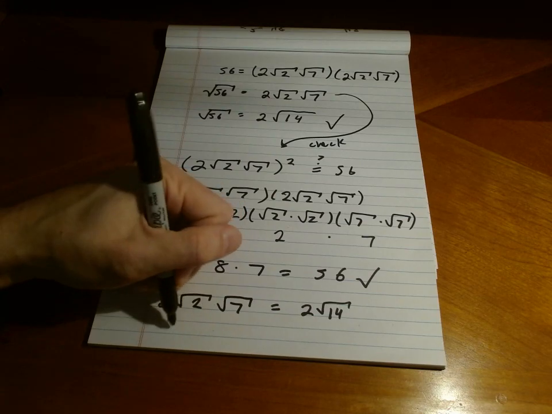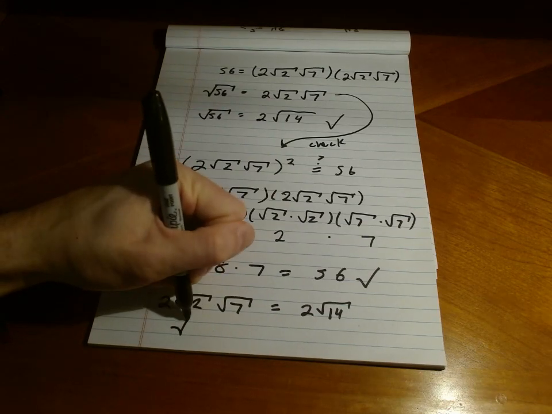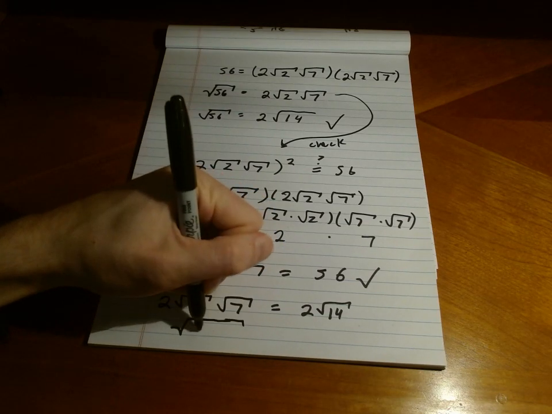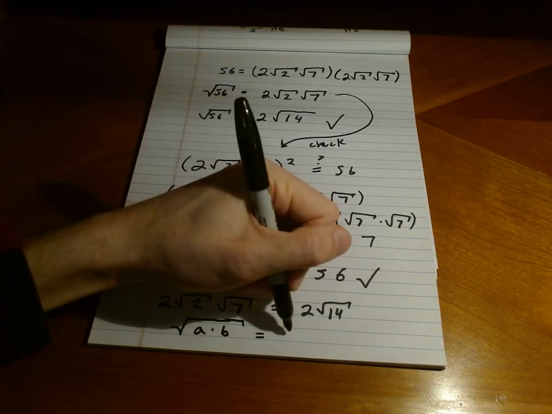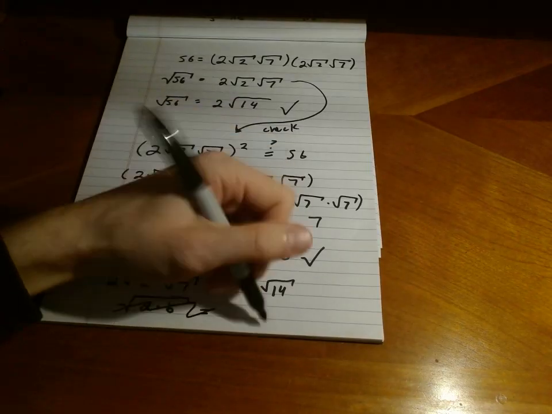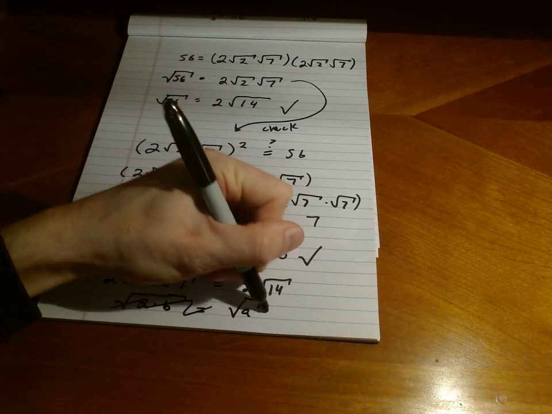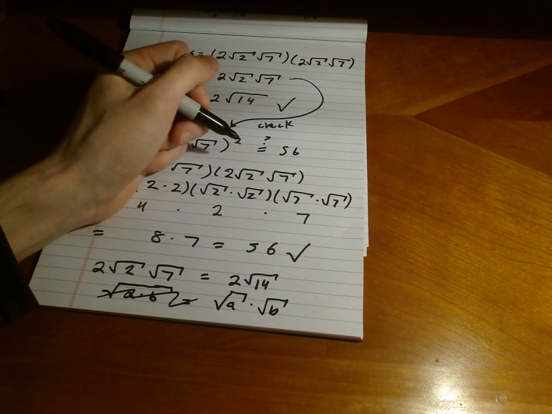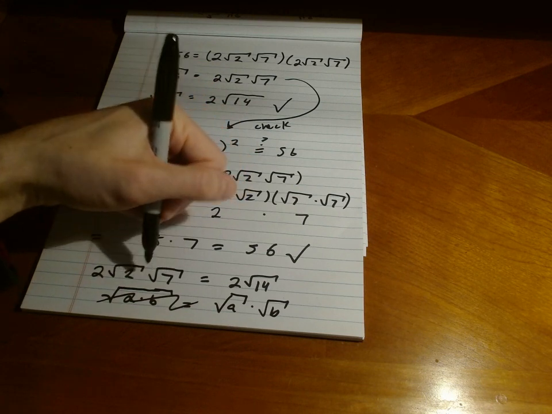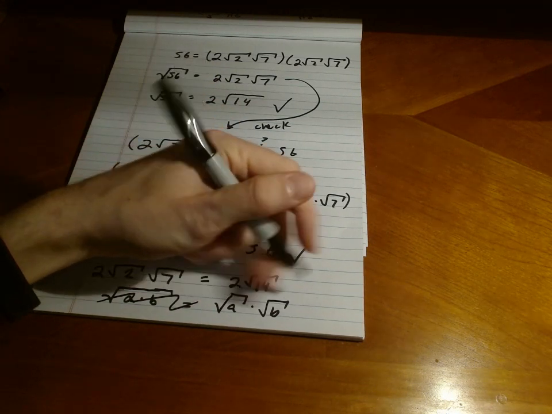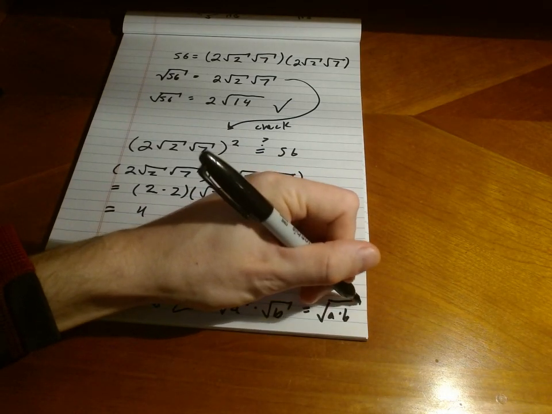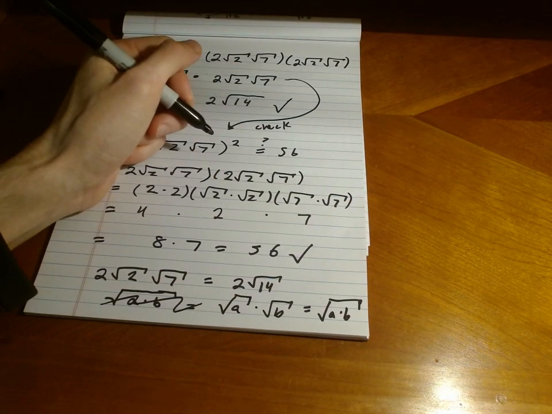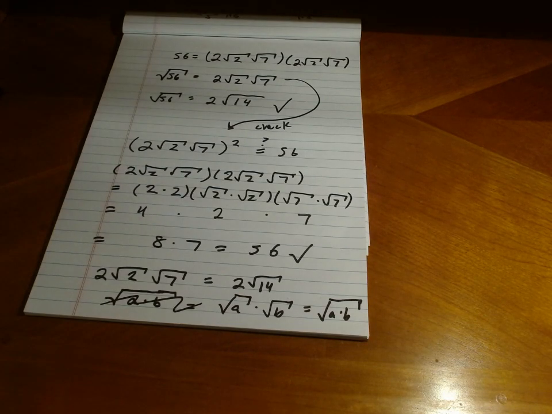So what I'm trying to say, although I haven't proved it, is that the square root of a times b is, I guess this is actually written in the reverse way, the square root of a times the square root of b. So from left to right, the square root of a times the square root of b is just the square root of a times b. They're both inside of here. Okay? All right.